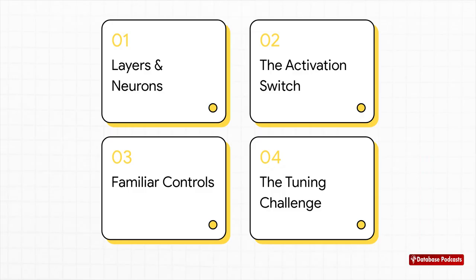First, we're going to look at the new architectural controls we get when we build a full network. Then we'll get into the activation switch, what makes the neurons fire. After that, we'll see how the settings we already know fit into this bigger picture. And to wrap it all up, we'll tackle the biggest challenge of all, tuning everything at once.